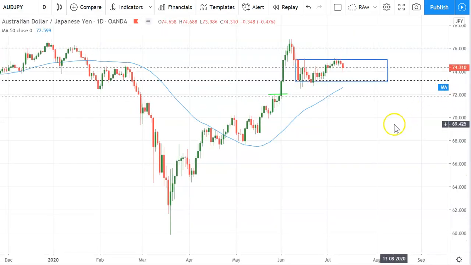Same with the Aussie JPY. We've just locked in this range, and until we break out either way, I don't think much is going to happen.